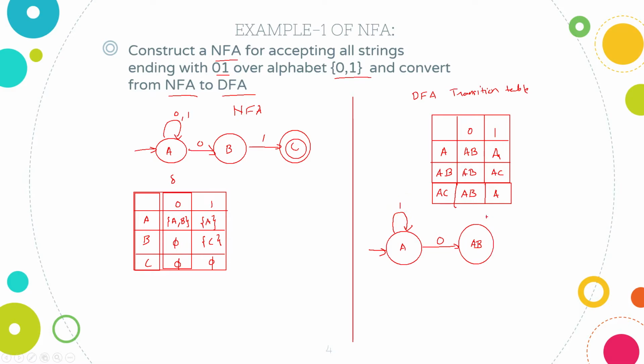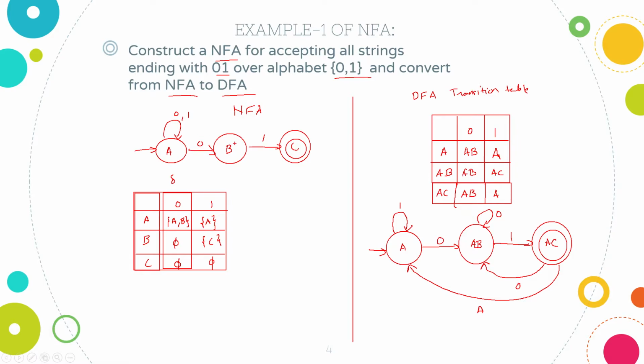Now what about AB? You get an input of 0, you are in state AB itself. Okay. And you get an input of 1, you go to state AC. Now what about AC? You get an input of 0, you go to state AB, and you get an input of 1, you go to state A. And let's make this state AC our final state. Okay. So this is the DFA. That is, this is how we convert an NFA to a DFA.